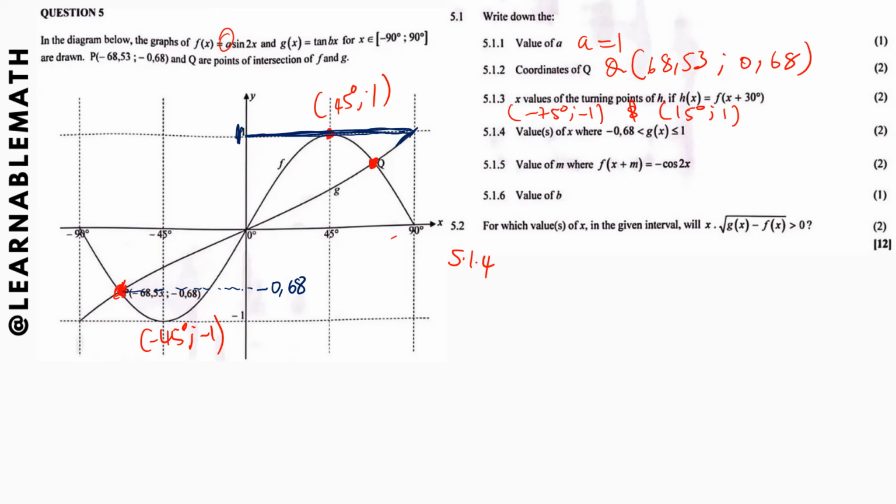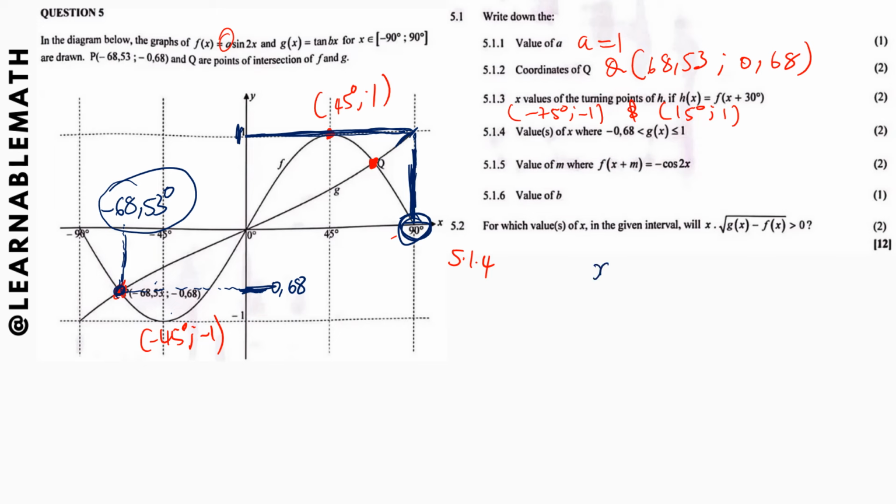So let's check the corresponding values of x here. The value of x, we know that point is negative 0.68, so the x there is minus 68.53 degrees, right? Then we check the x there, it's what? It's 90 degrees, where g is actually between that interval, right? That is between negative 0.68 and 1. The x values, we can see it's 90 degrees as well as minus 68.53.